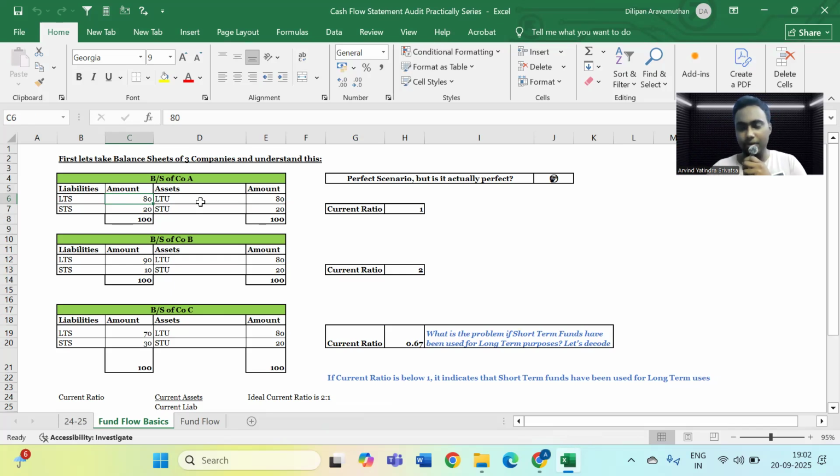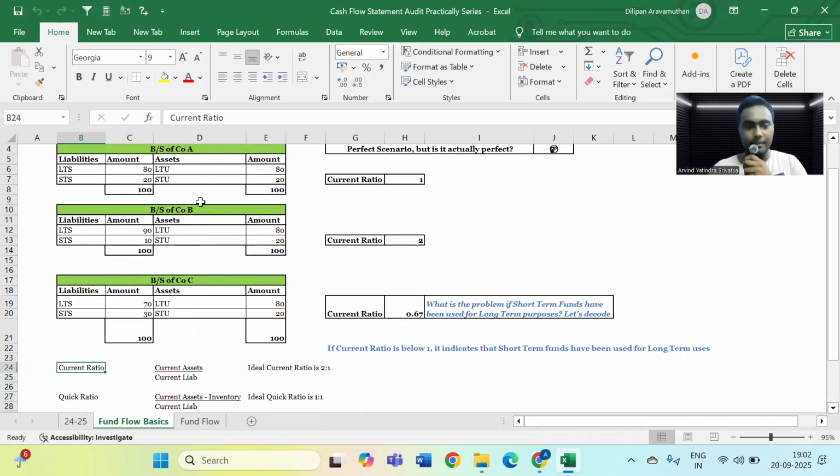But is it actually perfect? Guys, think about this. You all would have studied something called a current ratio. If you have not, I'll give you a perspective. Current ratio is basically my current assets divided by my current liabilities. It tells me how much amount is parked in my current assets as against my current liabilities. Ideally, the current ratio should be 2:1, in the sense that if I have 1 rupee of current liability, I should have 2 rupees of current assets against it.